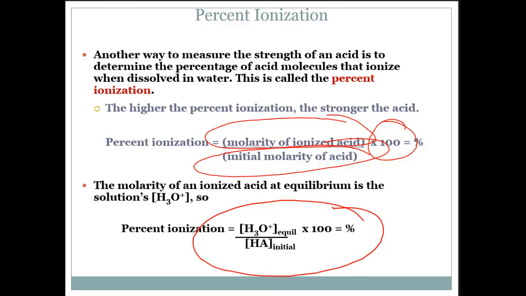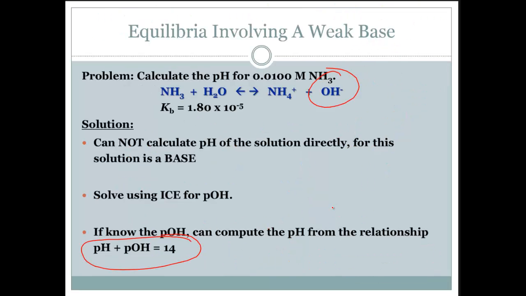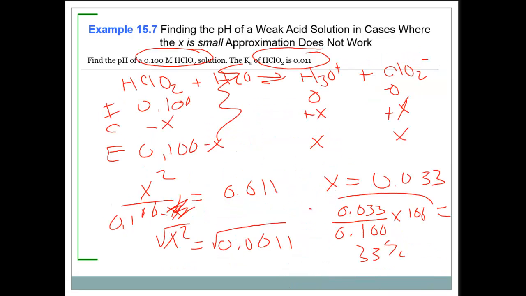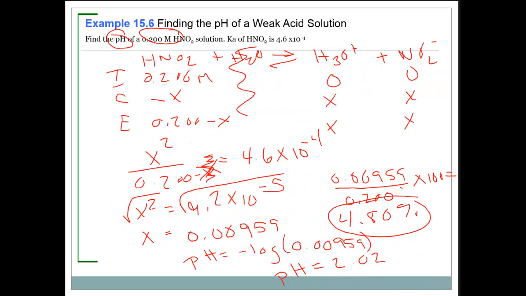And so here we go. If we went here to any one of these, or we checked here for instance, times 100%, the 4.8%, that's your percent ionization. Alright, and that is how to solve for pH given a weak acid.